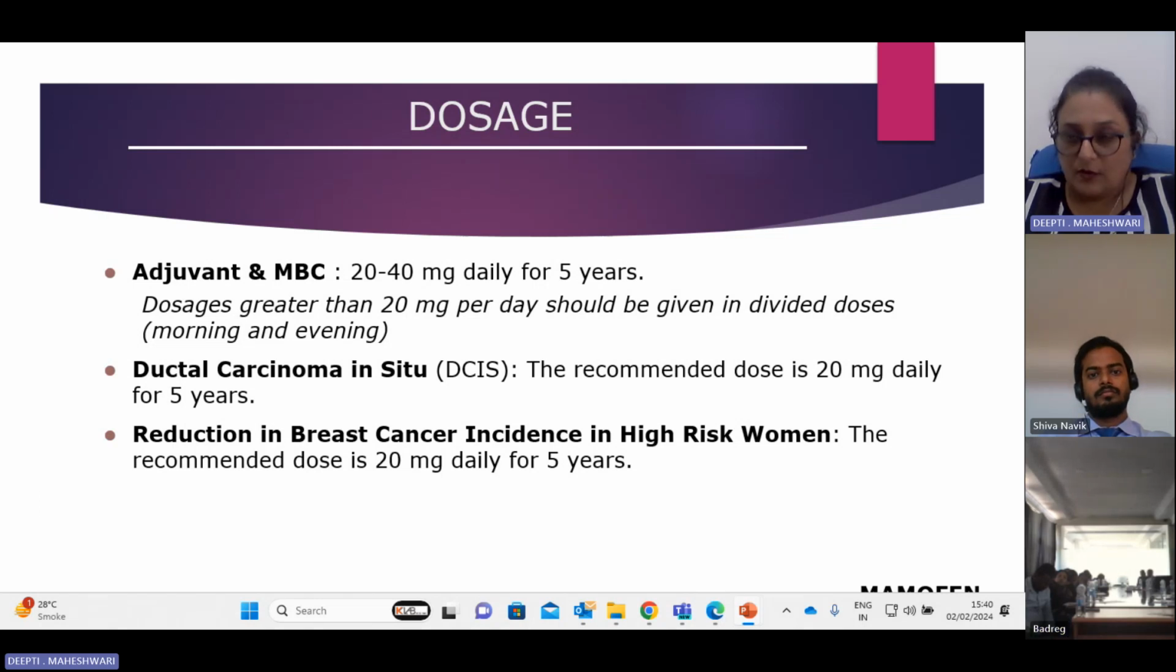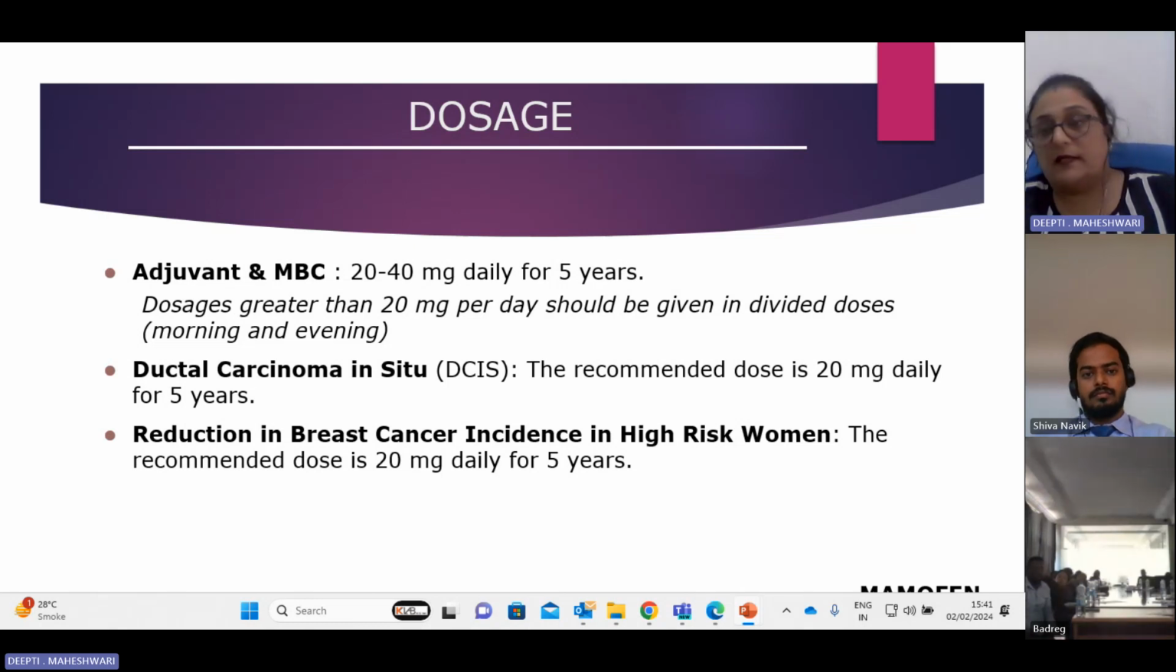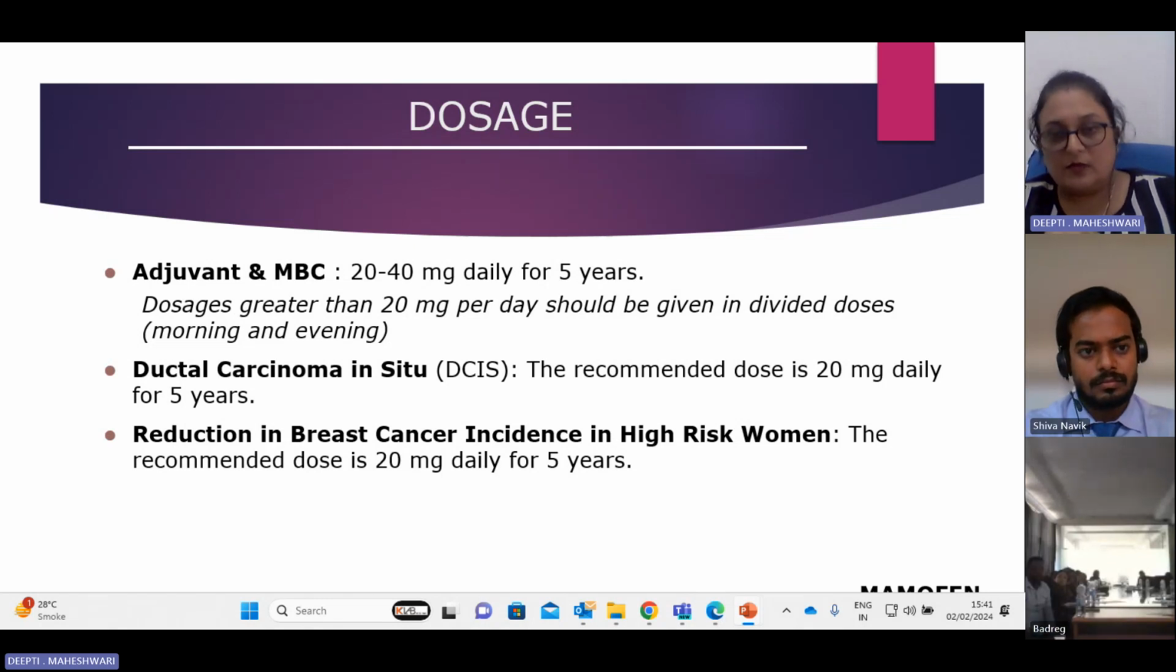So you'll have to see what is the practice. But here, when the body surface area is an average body surface area, then the females are given 20 milligram. And if it is high, then the patients can be given 40 milligram daily for 5 years. Okay. When the dose is greater than 20 mg per day, it should be given in two divided doses. It cannot be given together. If 40 mg has to be given, then 20 mg in the morning, 20 mg at evening.